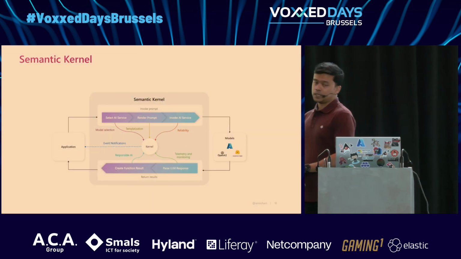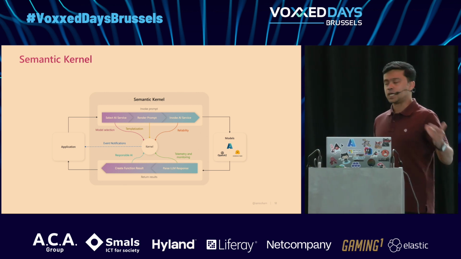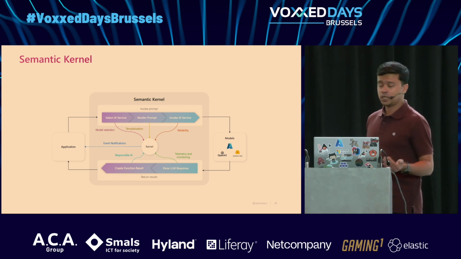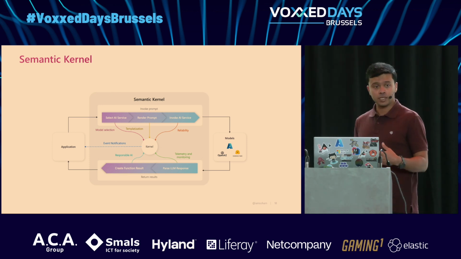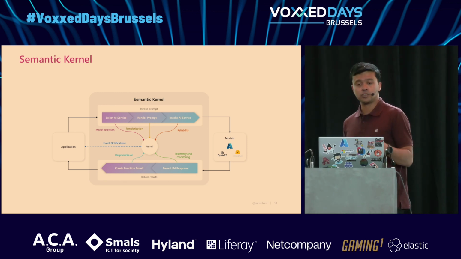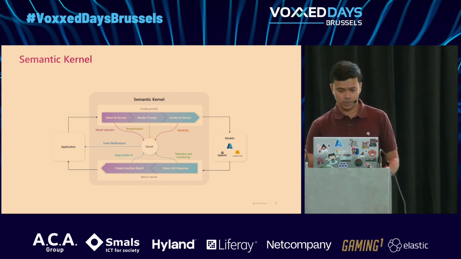And the kernel will orchestrate this every time a task comes in. So it'll select the AI service that needs to be invoked. It'll render the prompt that it needs to send to the LLM. And it'll also invoke the functions that need to be performed in that respect.